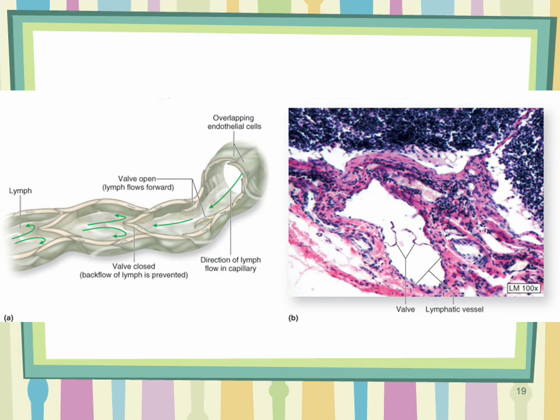Here we see a lymphatic vessel. As you guys can see, it's only one way, and to prevent backflow, we have valves, similar to veins. This is a histologic sample, and you guys can see the valves here, okay? Here you guys can see it more in detail. This is clearly a valve, okay?